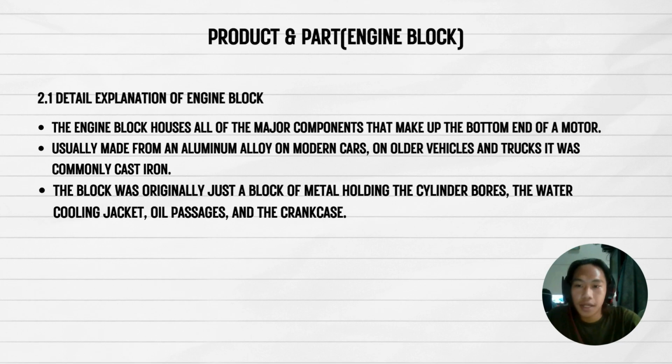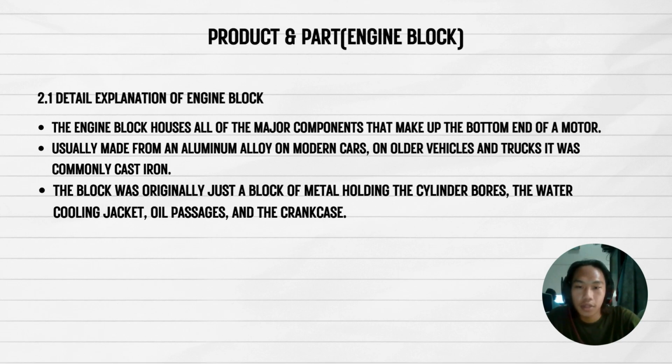Aluminum blocks typically have an iron sleeve pressed into them for the piston bores, or a special hot plating applied to the bores after machining. The block was originally just a block of metal holding the cylinder bores, the water cooling jacket, oil passages, and the crankcase. The water jacket, as it's sometimes known, is the system of passages circulating coolant in the engine block.